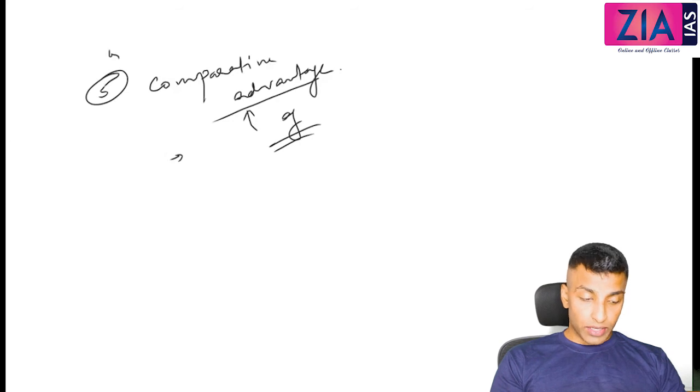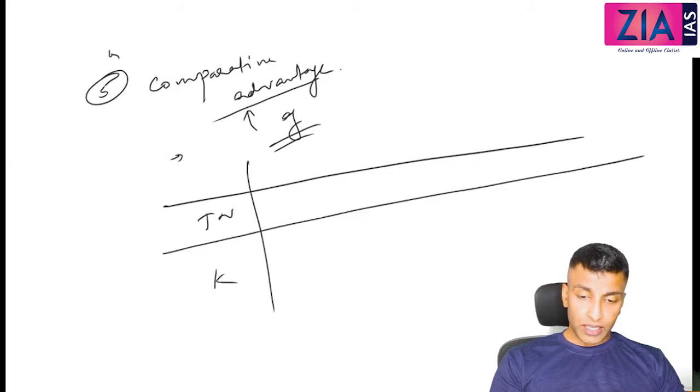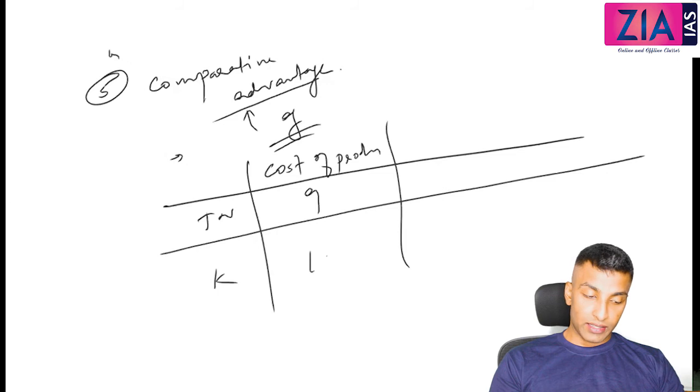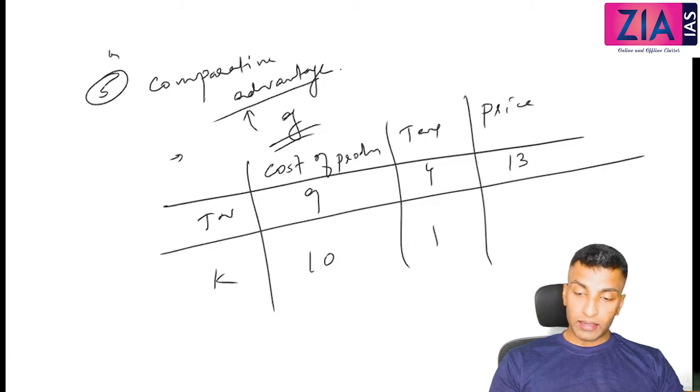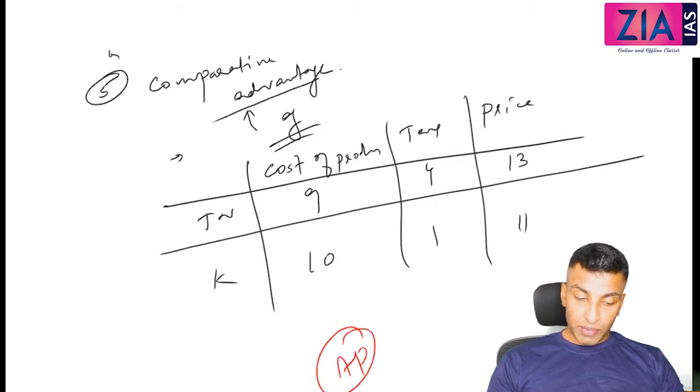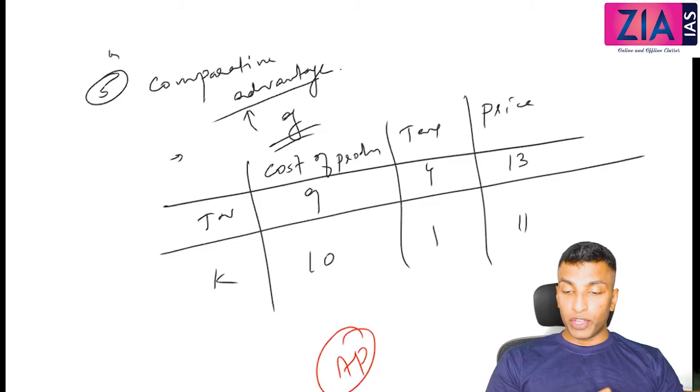Now take the context of Tamil Nadu and Kerala. For example, the cost of production of, let's say, this pen is 9 rupees in Tamil Nadu and in Kerala it is 10 rupees. Now in Tamil Nadu the tax is, let's say, 4 and in Kerala it is 1 rupee. So what will be the price? Price will be 13 in Tamil Nadu and 11 in Kerala. So you are from, let's say, Andhra Pradesh, and from where will you buy this product? You will buy from Kerala, because the price is less in Kerala.